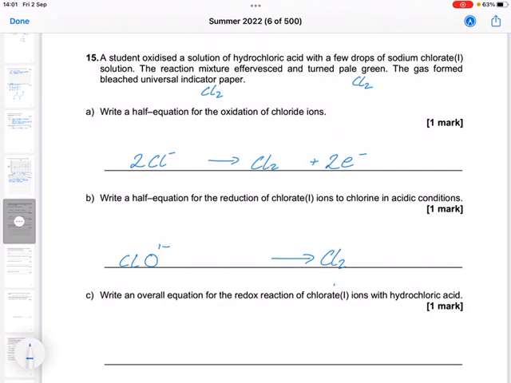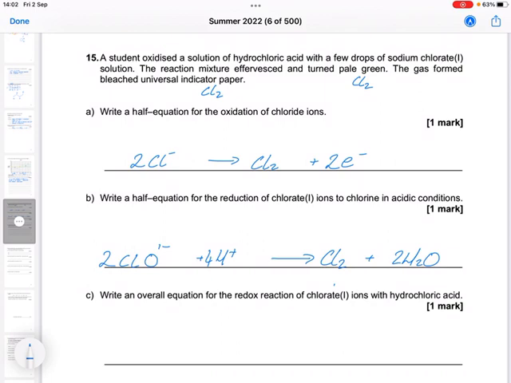This needs balancing, so I'm going to put a 2 in front of there. And now I'm going to balance this as a kind of redox half equation. So I'll start with the oxygens. I've got 2 oxygens on the left, which means I need 2 waters on the right. That balances the oxygens. I've added hydrogen, so I now need hydrogen ions on the left. There's 4 hydrogens on the right, so I need 4 H+ on the left.